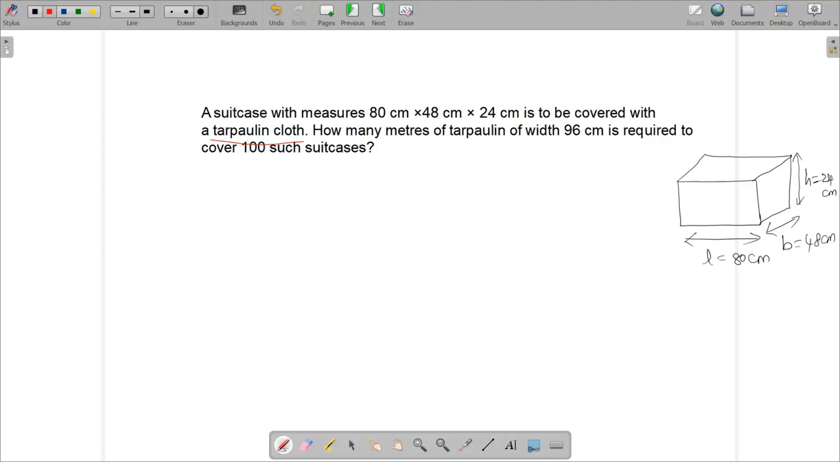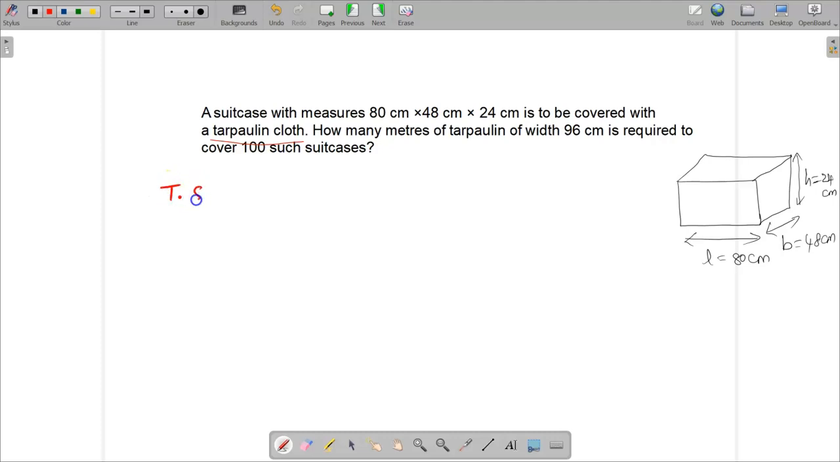So that we have to consider first. Then for one suitcase we find the total surface area. Then for 100 such suitcases, just multiply by 100 to get the area. Then we have to cover that using the tarpaulin cloth. Since the width is given, we have to find the length. This is what we are going to do in this problem.